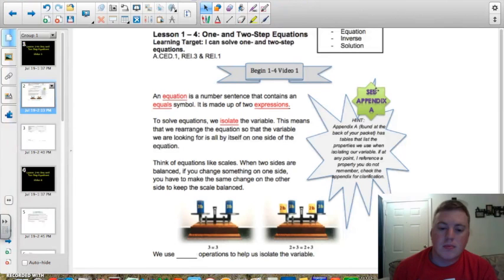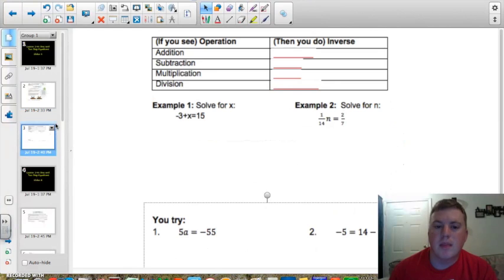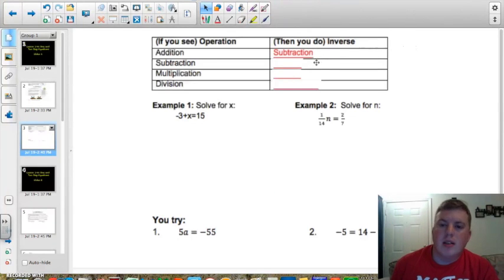Now, the whole key to isolating the variable is using what we call inverse operations. And those are operations that undo each other. So for example, if you are thinking about what the opposite of adding is, it would be taking something away or subtracting. So to be able to undo things in equations, we use its opposite or the inverse operation. So hopefully you guys are familiar with these from last year. But remember, if you see addition, the inverse that you're going to want to do is subtraction. Very similarly, if you see subtraction, you guys are going to want to add.